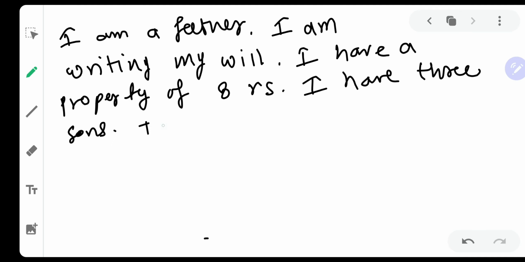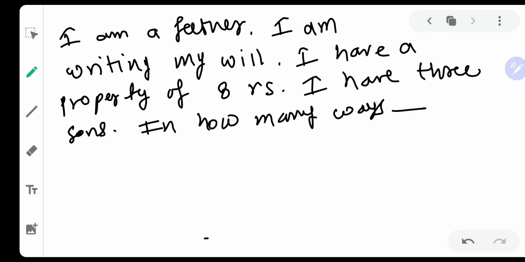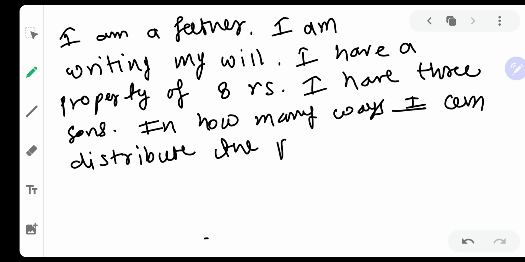Okay, in how many ways can I distribute the property? Very simple, right? Okay, now let us move on.